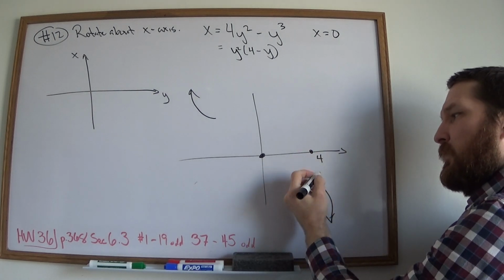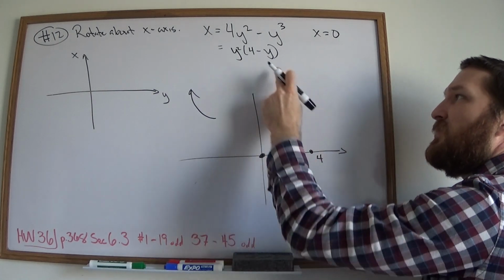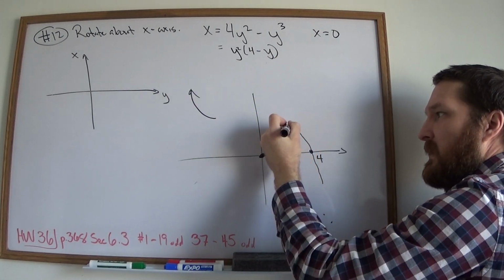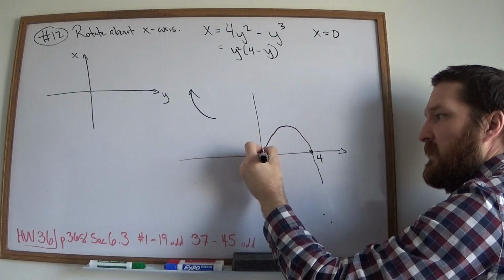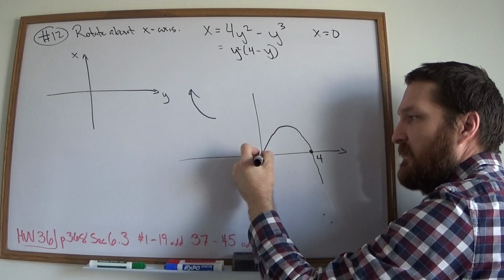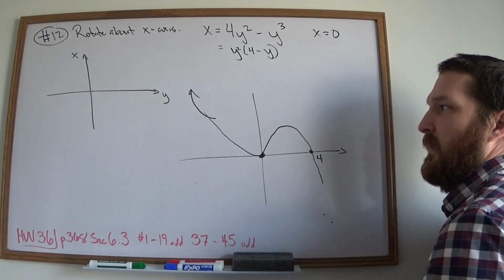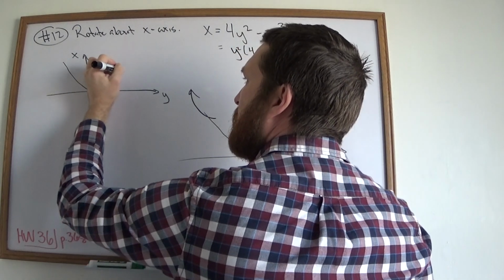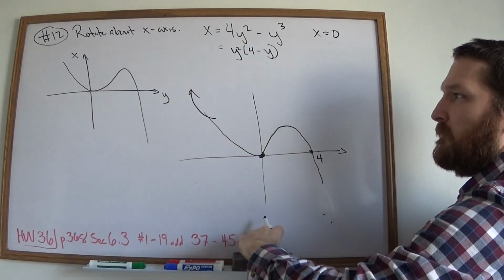Does it cross through here? Yeah, it crosses through because that's an odd power, right? And then it must come down and touch. Does it bounce? Yes, because it's an even power, so it looks like that. It comes down, touches, and does something like that.